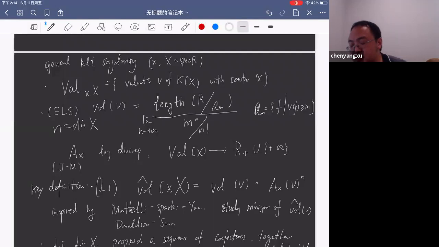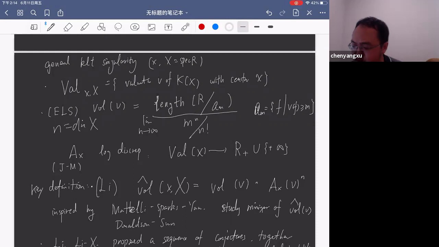So they define this number. And actually this number could be zero. The volume could be zero. But of course, for general divisor valuation, or even quasi-monomial valuation, this number is not going to be zero. I mean, you can easily prove that. However, for general valuation, it does happen. Sometimes it could be zero.